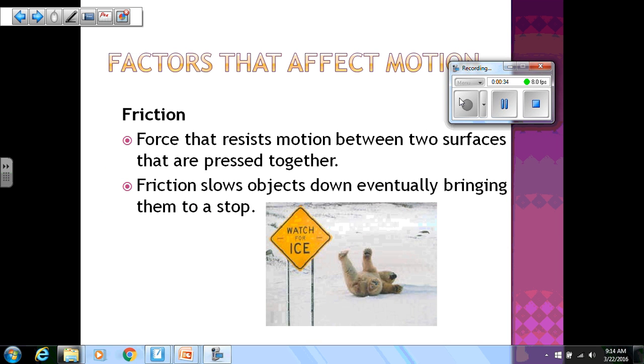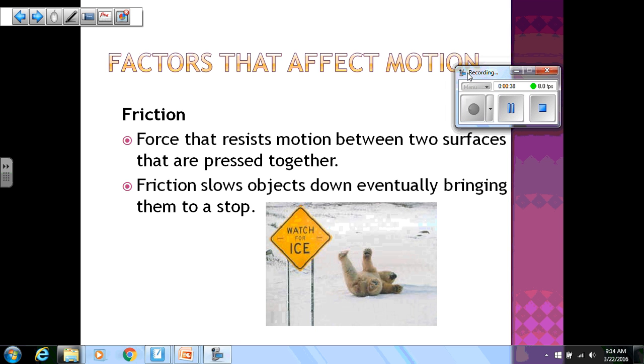Let's first look at friction. Friction is a force that you have heard of before, and friction is typically a force that resists motion between two surfaces that are pressed together. So think, if you have two surfaces that are pressing against each other, the more friction exists between those surfaces, the more resistance to motion you're going to have. Friction will typically slow objects down and eventually bring them to a stop.